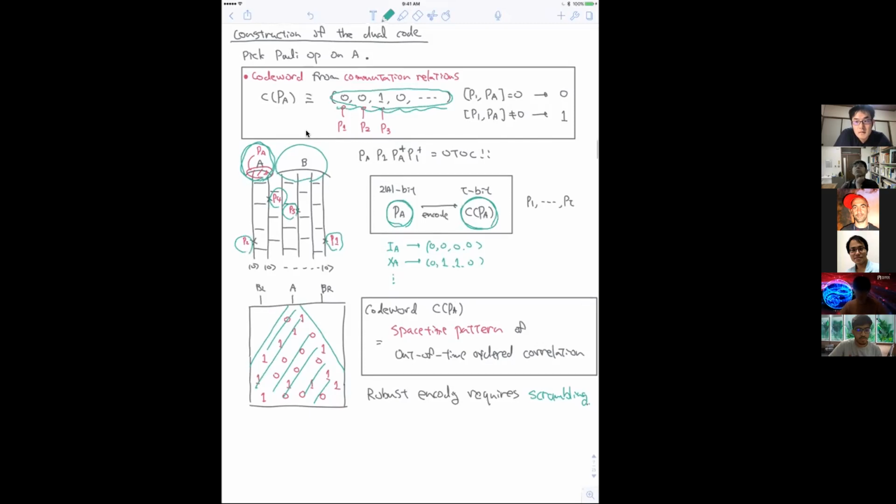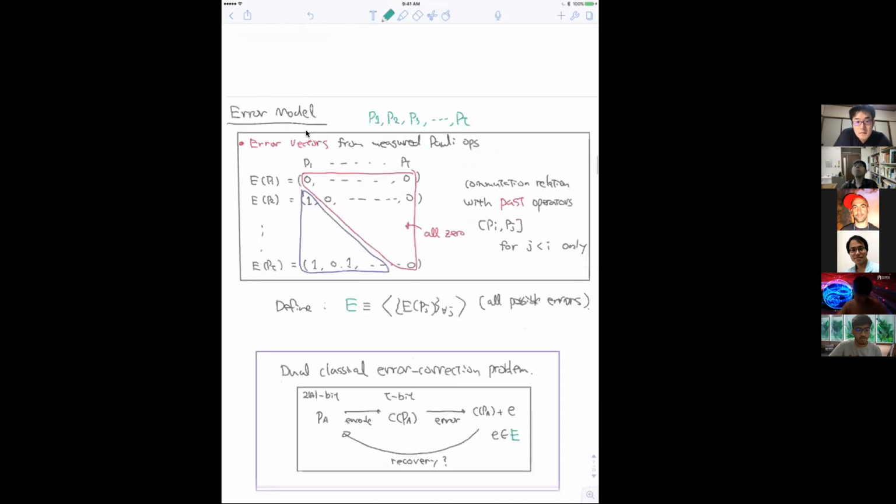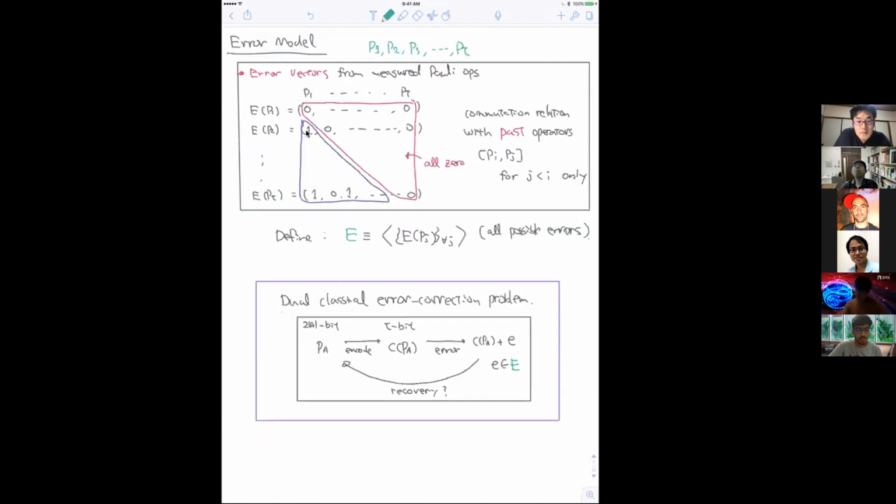It's just a space-time pattern of OTOC, because I want to emphasize that commutation relation is essentially an OTOC. So it's just a space-time pattern of scrambling. Now, the remaining task is to specify the error model, and this part often generates some confusion and misunderstanding. So I want to proceed a bit carefully.